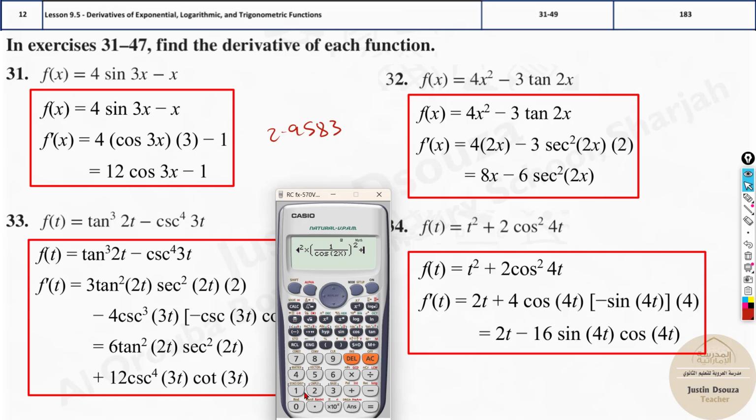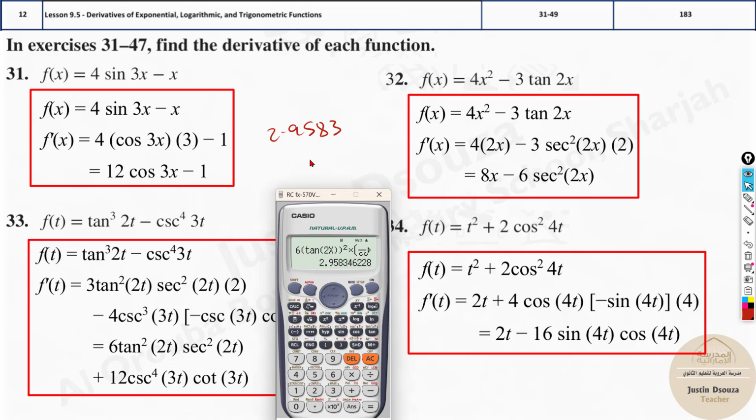Plus, we have 12. Again, open the bracket. It is 1 by sine now because it's cosecant. It's 3 times x. Close the bracket and close it up. And now power it up to power 4. And lastly, multiply this with what? Cotangent, that is 1 by tangent 3x. Close the bracket. Now, what do you want to calculate at? 1.5. Is the answer matching?